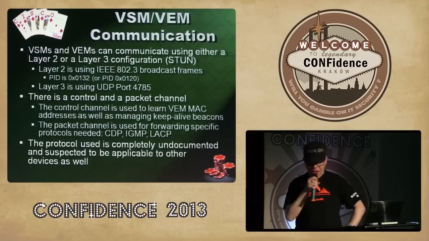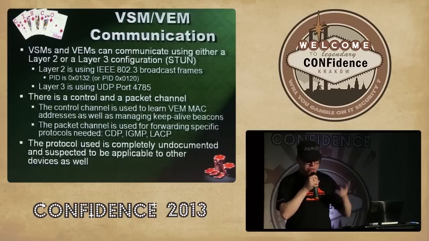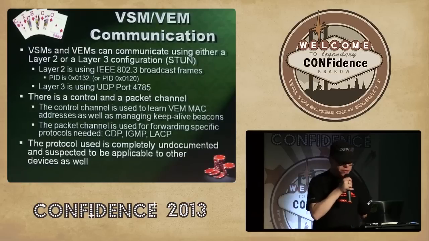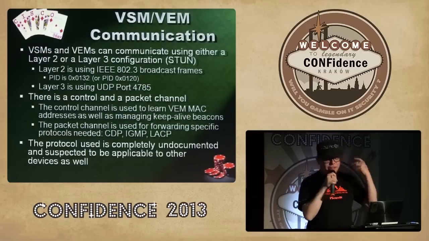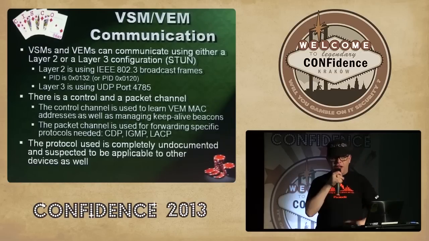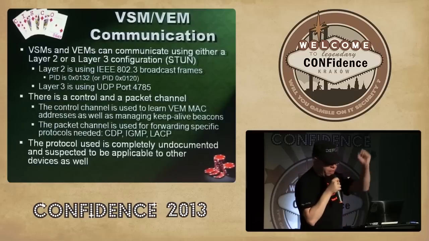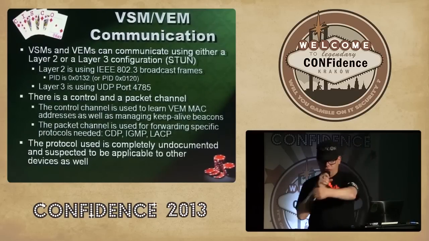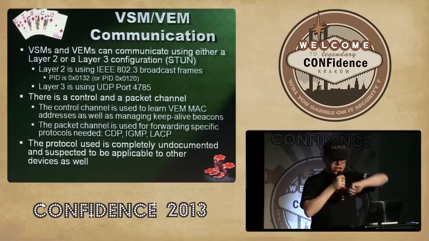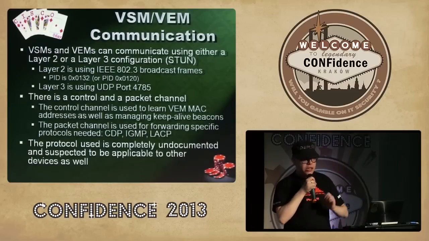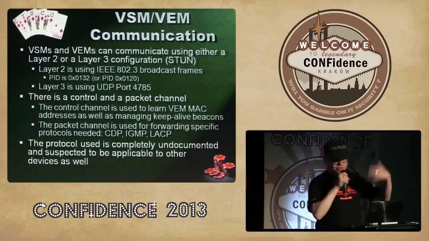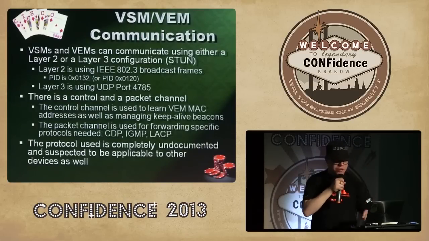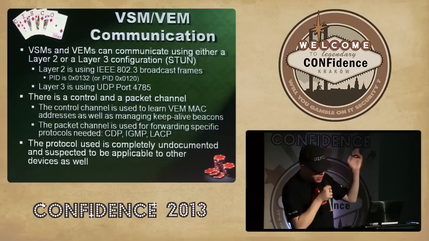It's called the stun protocol, and there's a layer 2 and a layer 3 version. The layer 2 version sends 802.3 broadcast frames. The layer 3 version encapsulates the same broadcast frames in UDP. It contains the control channel, so controlling the line cards, as well as a packet channel that transports important protocols like CDP, IGMP, and LACP, and other things that they think they need to distribute between the line cards.